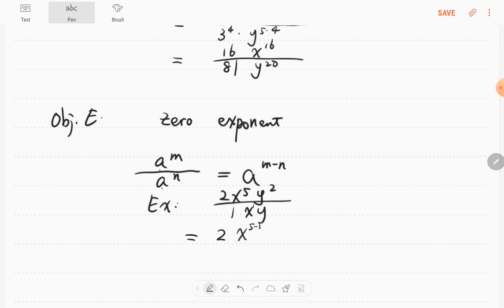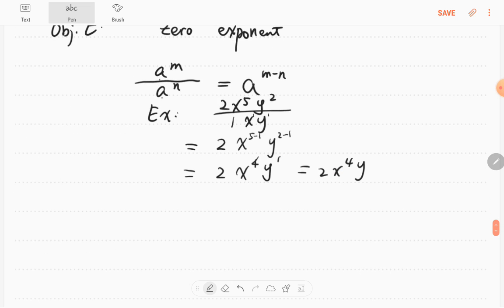to the 5 minus 1. Then for the y part, we keep the y. Then we find the difference, 2 minus 1, because here the y still has the exponent 1. So after that, we rewrite our answer like this. You can write it like this, or you can just write it like this. Okay, so this is called the quotient rule.